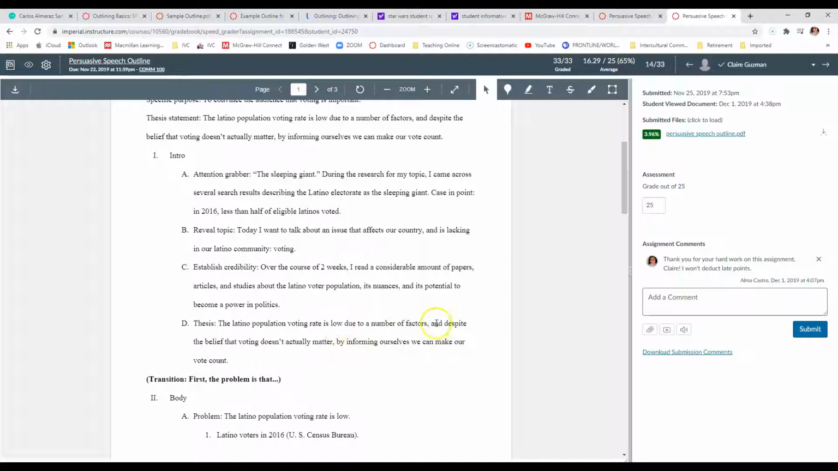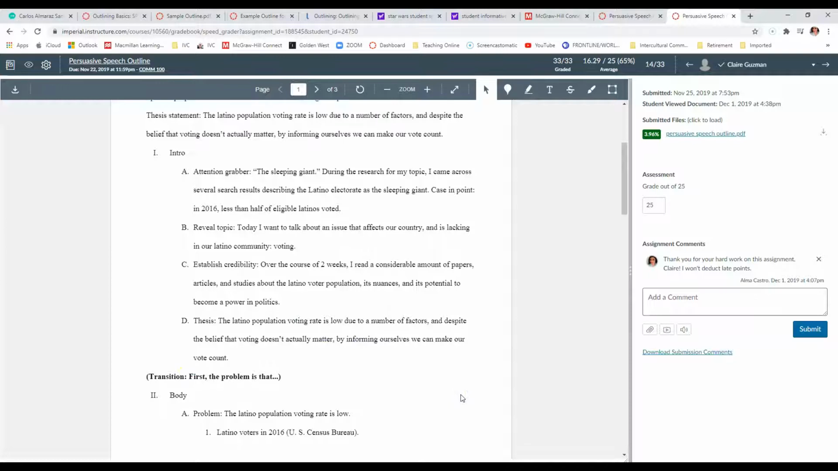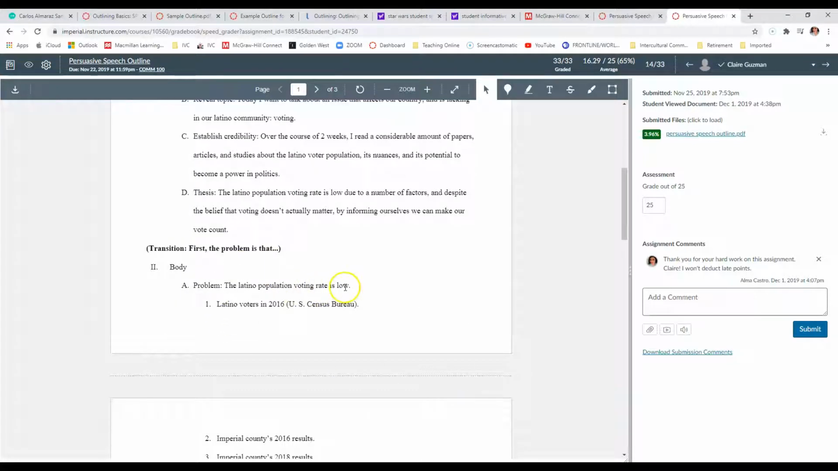But you can tell that she's going to talk about these three things: how the voting rate is low due to a number of factors, that voting actually does matter, and that by informing ourselves, we can make our vote count. And when we go on to the speech, we can see that that's exactly what she meant to do.